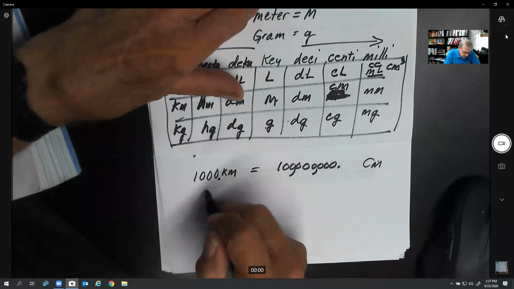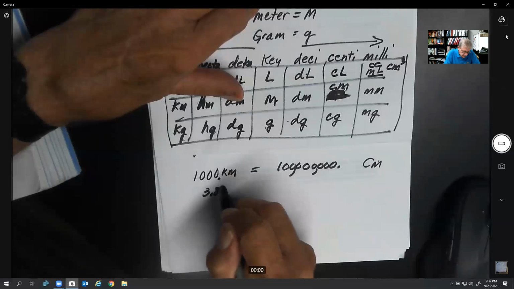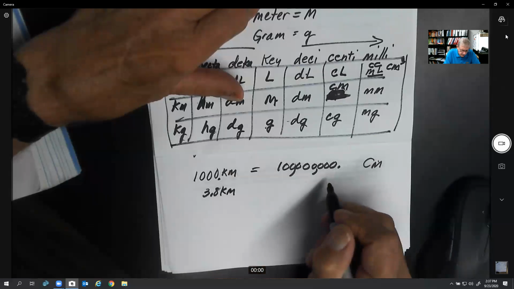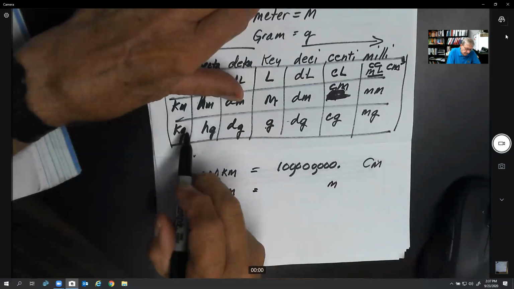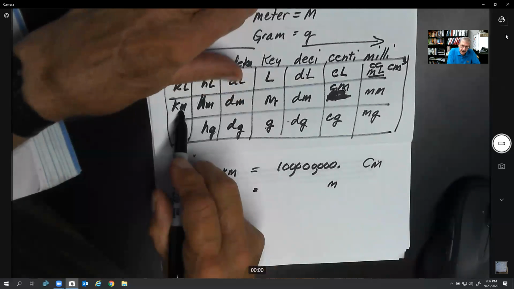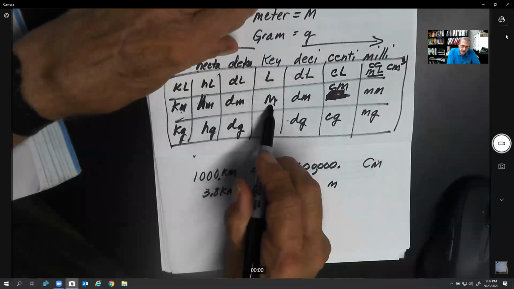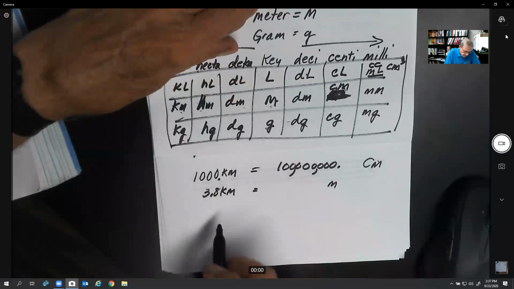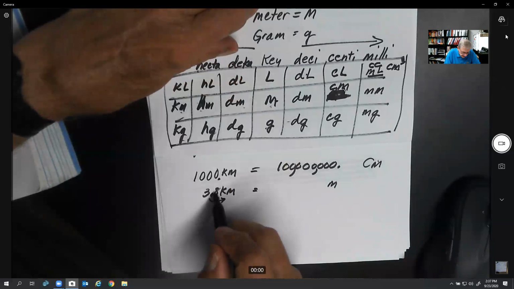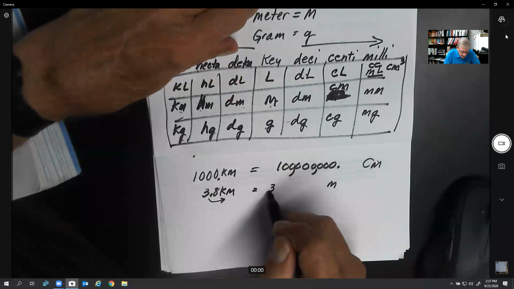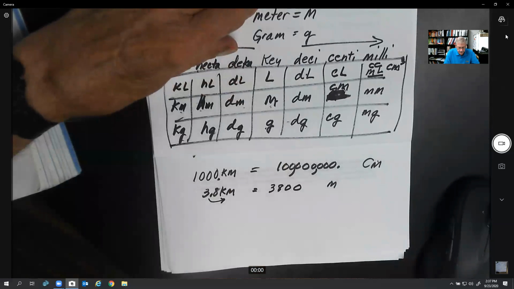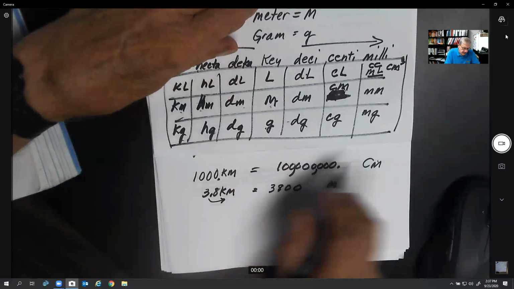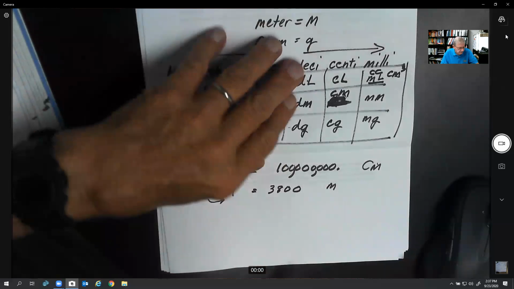Let's make a more logical problem. Suppose I had 3.8 kilometers, and I wanted to figure out how many meters that is. Okay, I'm here at kilometers, and I want to move to meters. 1, 2, 3. I'm going to move this 3 places. The 8 counts as one of the spots, and then I need 2 more zeros. So that's how I do it. I just move back and forth on the scale.